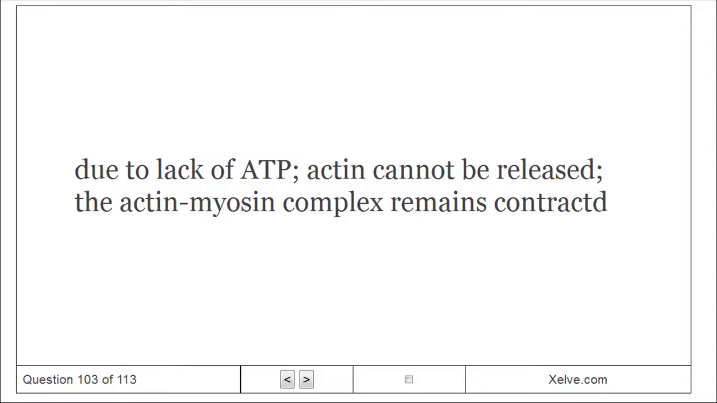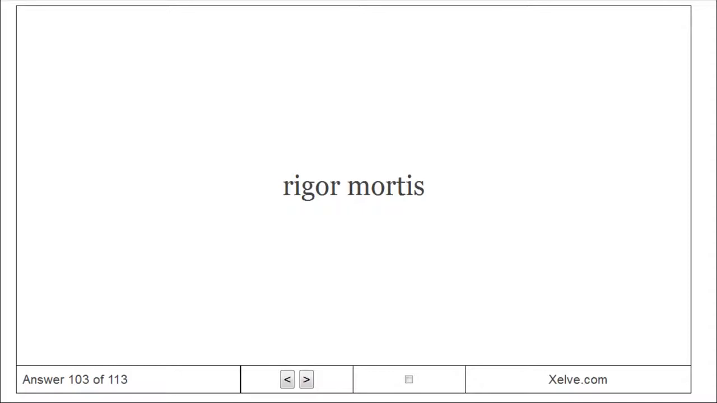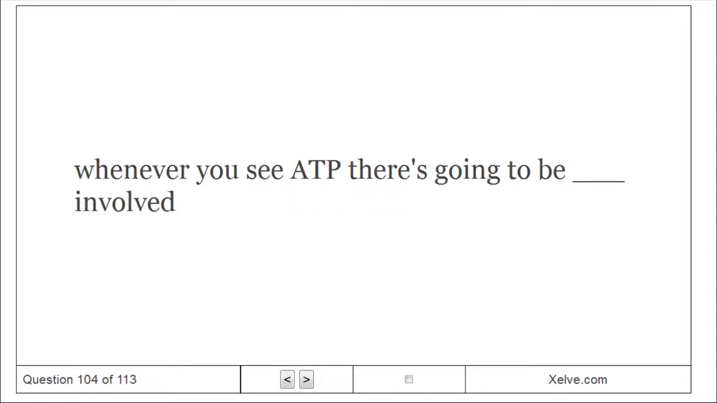Due to lack of ATP, actin cannot be released. The actin-myosin complex remains contracted: rigor mortis. Whenever you see ATP, there's going to be Mg2+ involved.